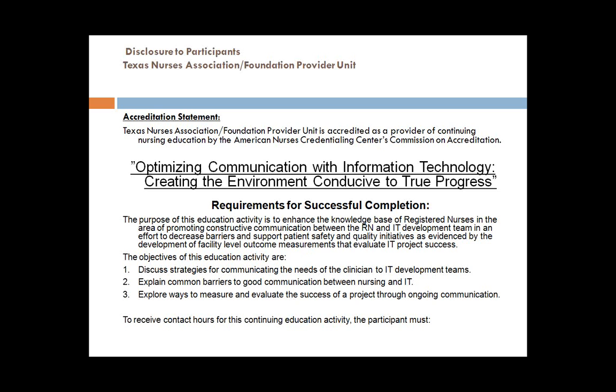In order to meet our purpose for today, we're going to discuss strategies for communicating the needs of clinicians to IT development teams. We're going to explain common barriers to good communication between nursing and IT, and explore ways to measure and evaluate the success of a project through ongoing communication.